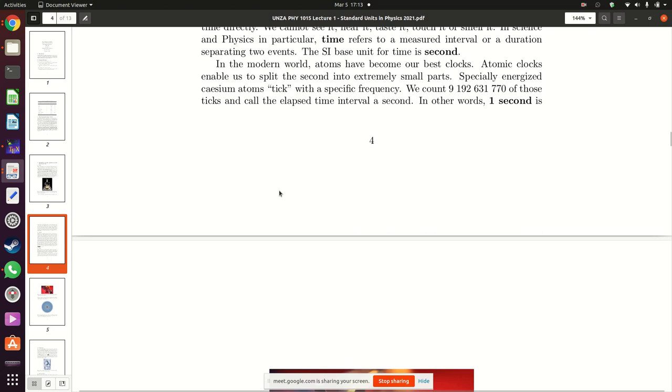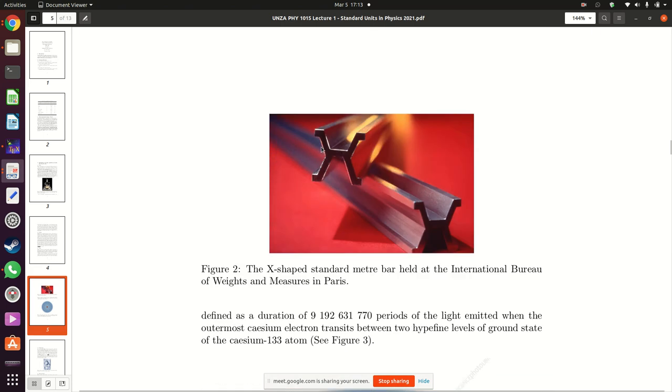And that object is this X-shaped bar, which is made up of an alloy, a mixture of metals, an alloy of platinum and iridium. The reason why they chose platinum and iridium is because an alloy of platinum and iridium does not easily corrode.